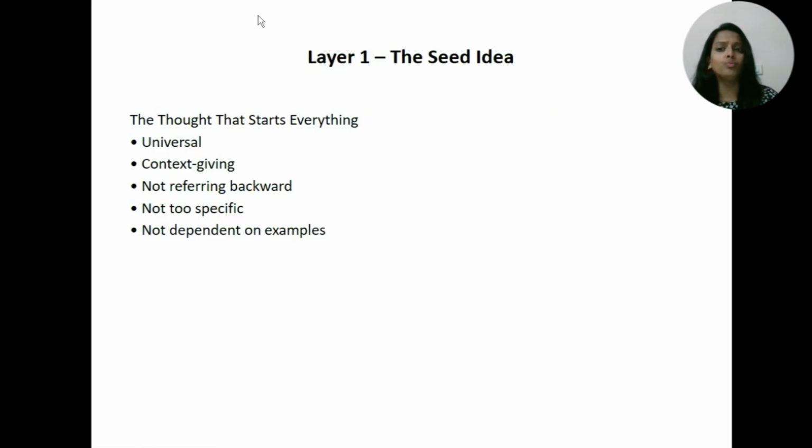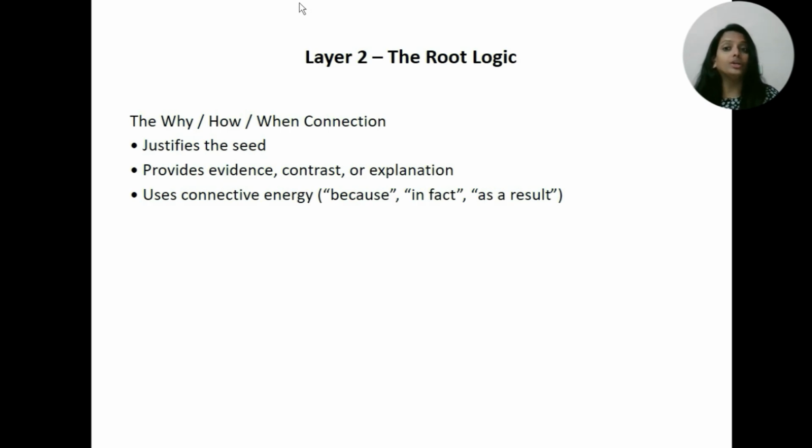So let's move on to layer one first, the seed idea. Every paragraph is born from a simple seed, right? The seed idea is always universal, context giving, not referring backward, not too specific, and it will not be dependent on any examples. Okay, so this is always your first sentence. You learn to identify the seed idea by asking, if I had to explain this topic to a 5-year-old, which sentence gives the simplest first idea? That's your beginning.